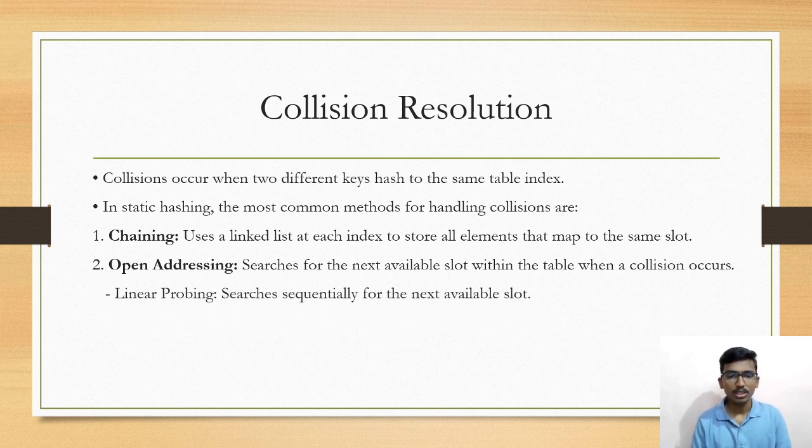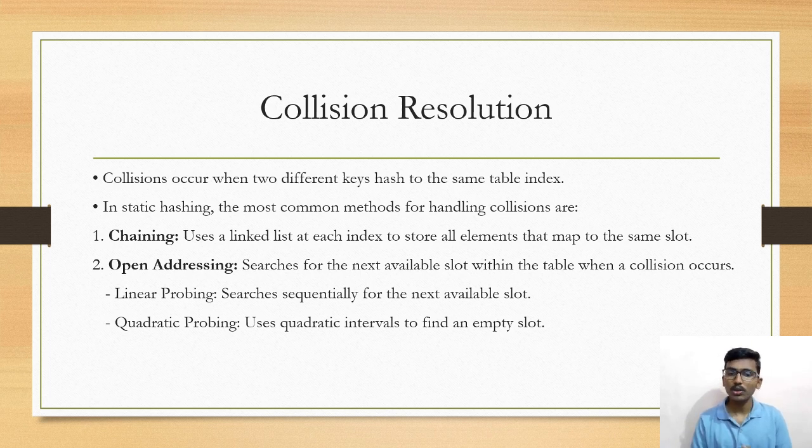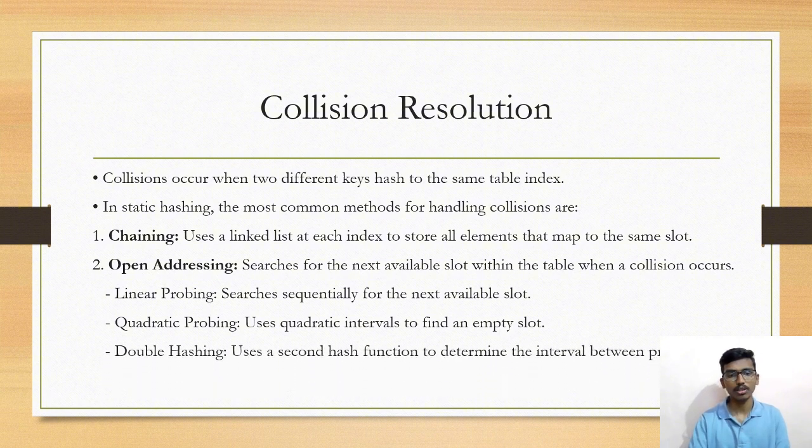Linear probing searches sequentially for the next available slot, whereas quadratic probing uses quadratic intervals to find an empty slot. And double hashing uses a second hash function to determine the interval between probes.